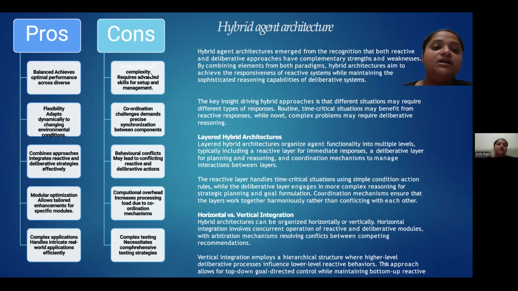The cons are: implementation complexity, requires advanced skill for setup and management; coordination challenges, demand precise synchronization between components; behavioral conflicts, may lead to conflicting reactive and deliberative actions; computational overhead, increased processing load due to coordination mechanisms; complex testing, necessitates comprehensive testing strategies.